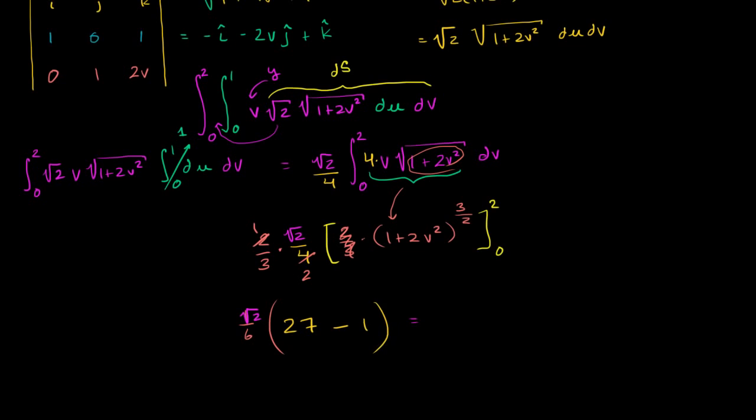So drum roll. This gives us the value of our surface integral. Let's see, 27 minus 1 is 26. So we get 26 times the square root of 2 over 6. And we can simplify a little bit more. Divide the numerator and denominator by 2, and you get 13 square roots of 2 over 3. And we are done.